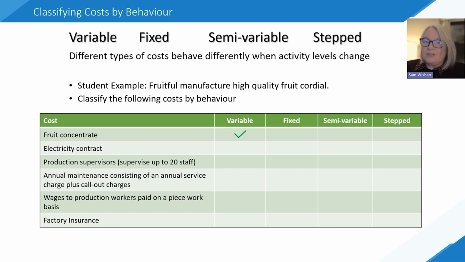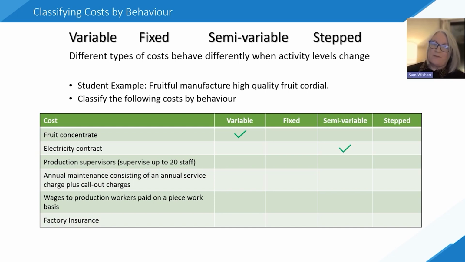What about the electricity contract? Think about your own electricity contract at home. We've got that dreadful standing charge, haven't we? And then a usage charge. So electricity contracts tend to be semi-variable. Now, I know if you're on a direct debit scheme, you might pay the same amount each month, but then you'll usually have a catch-up bill, won't you, at the end of the year? And that is based on a fixed standing charge and a variable charge for the amount that you use. So semi-variable there for electricity.